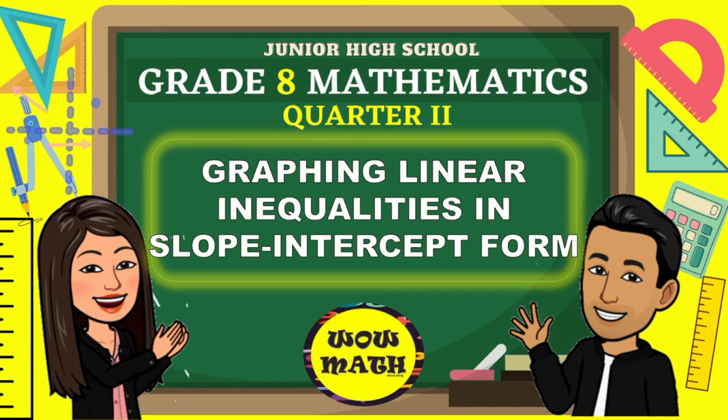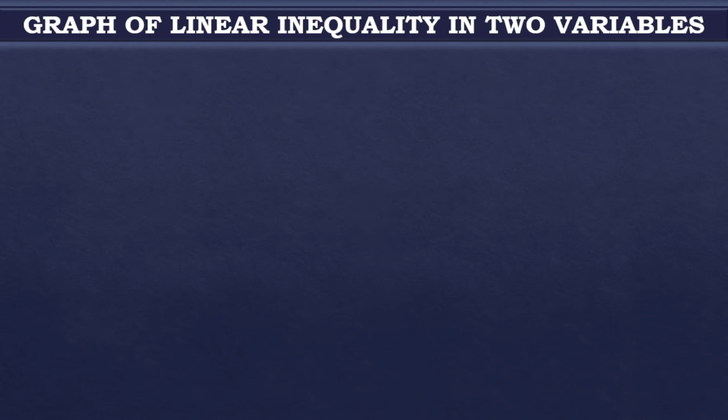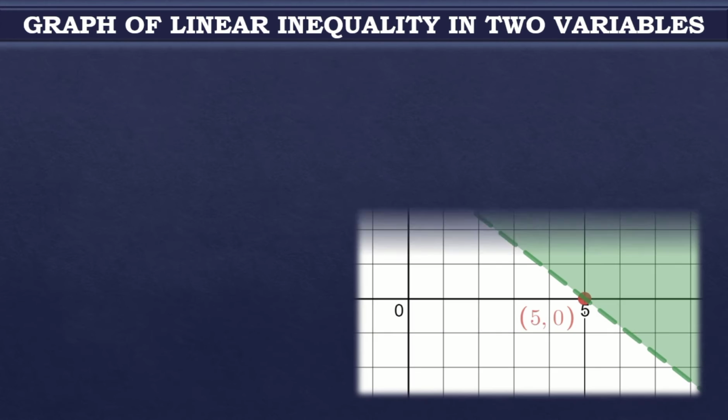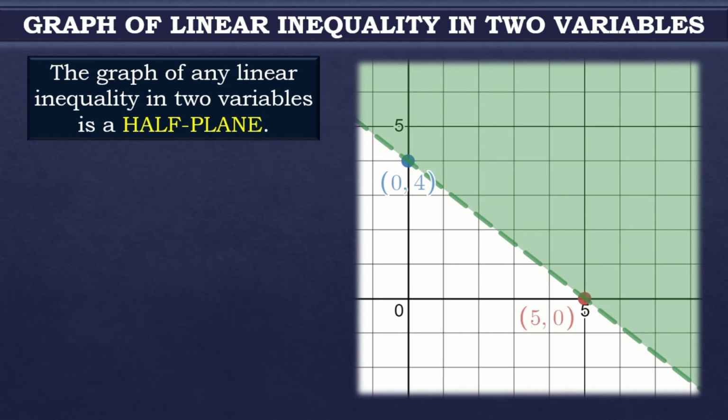Okay, so let's start. How to graph linear inequality in two variables? Balikan muna natin that the graph of any linear inequality in two variables is a half plane. So, always remember that when we are graphing linear inequality in two variables, we actually have a half plane. Okay? So, nagkakaroon tayo ng half plane kapag linear inequality na po ang ginagraph natin, unlike the linear equation.